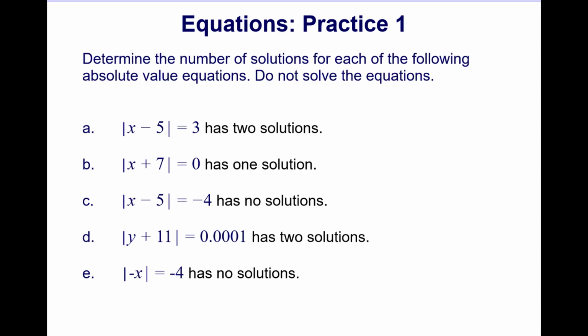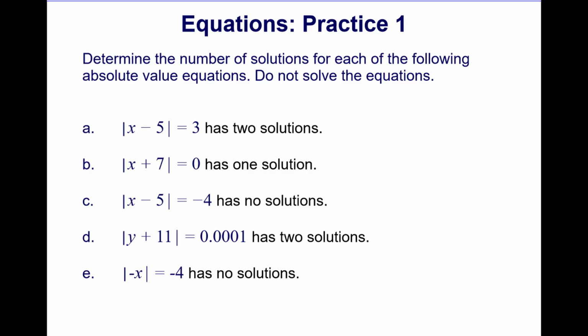So, for number 1, letter A, the absolute value of x minus 5 is equal to 3 has two solutions because this number is greater than 0. Letter B, there's one solution because on the previous slide, if b is equal to 0, it has one solution. C, the absolute value of x minus 5 is equal to negative 4 has no solutions. As we saw, if the value for b is negative, there are no solutions.